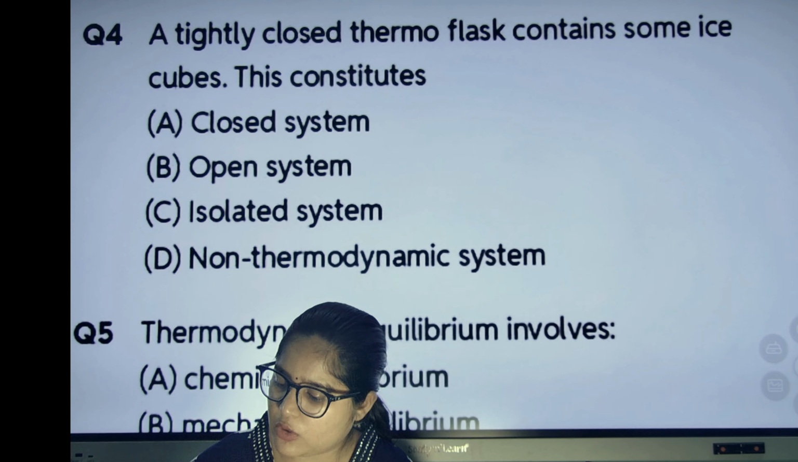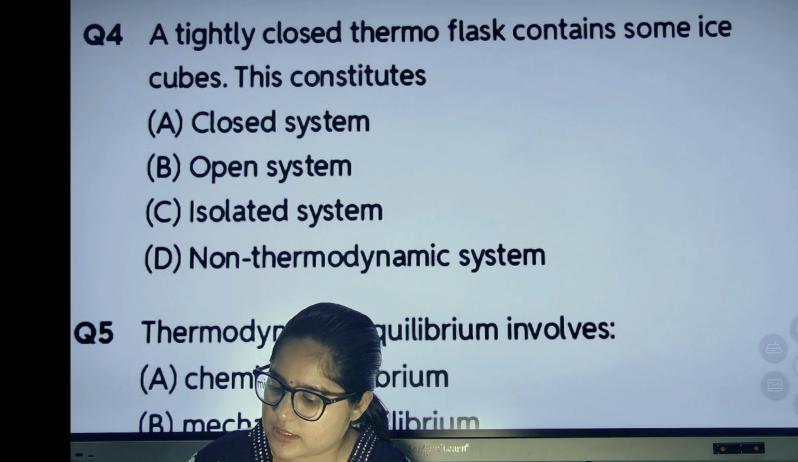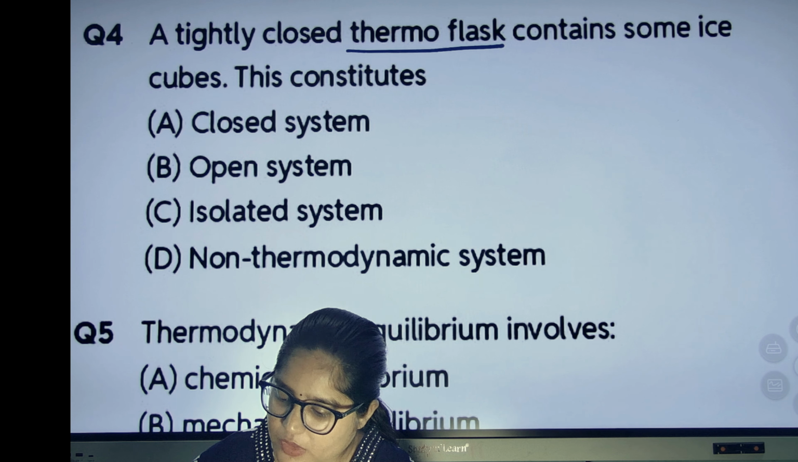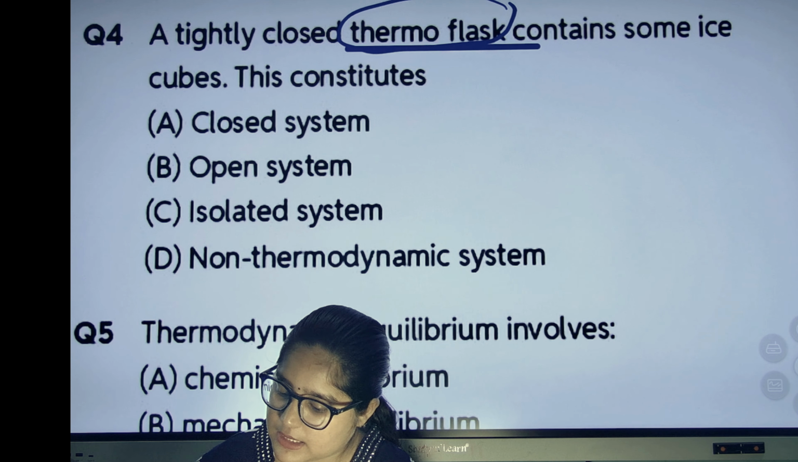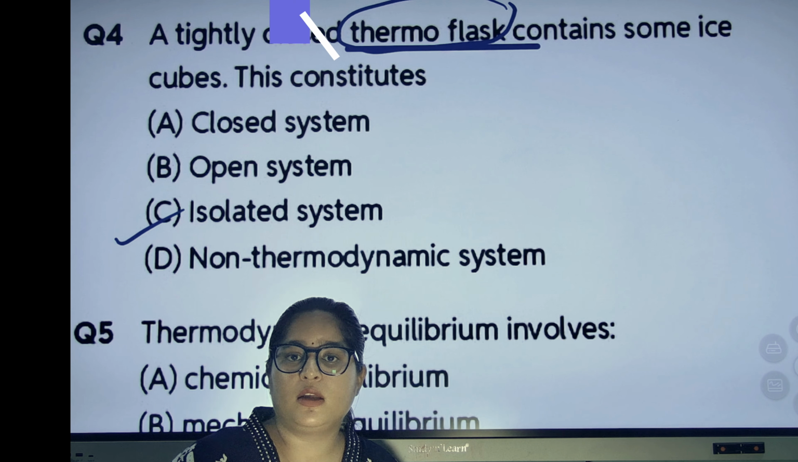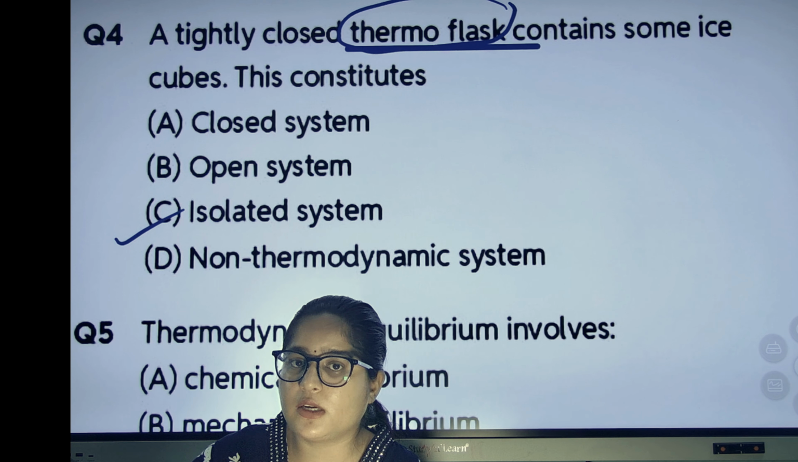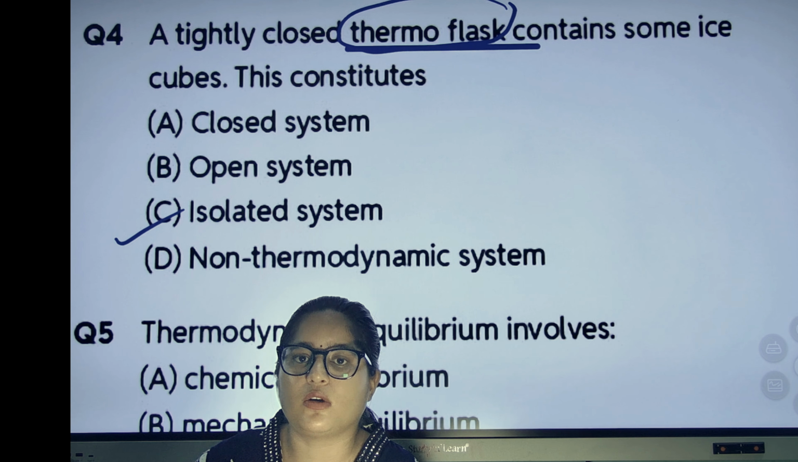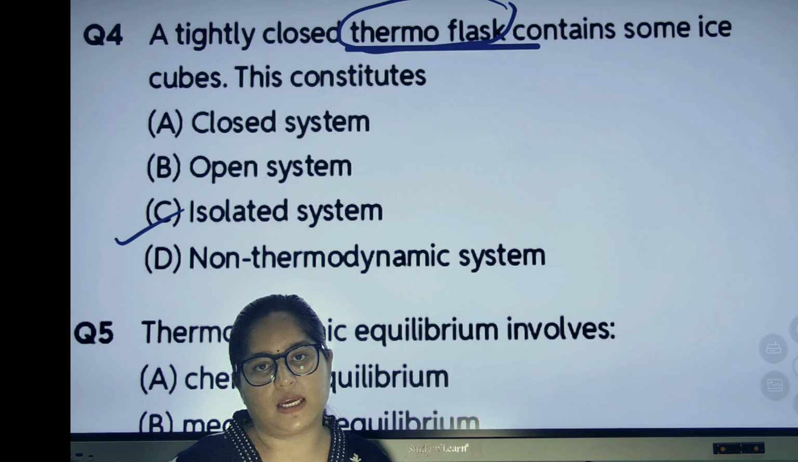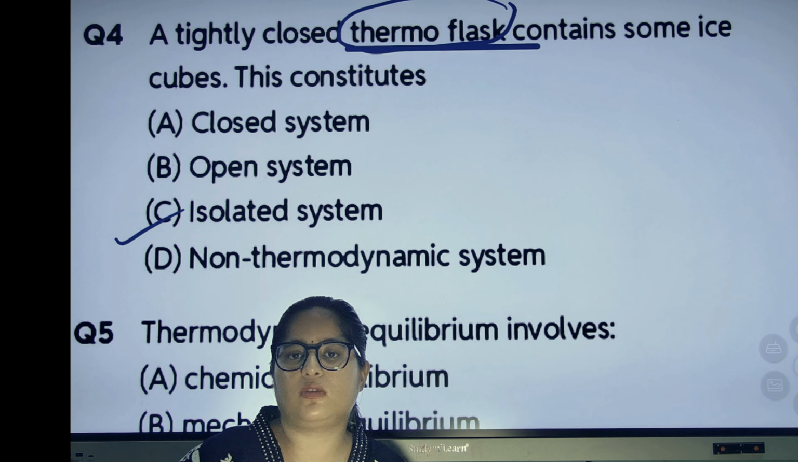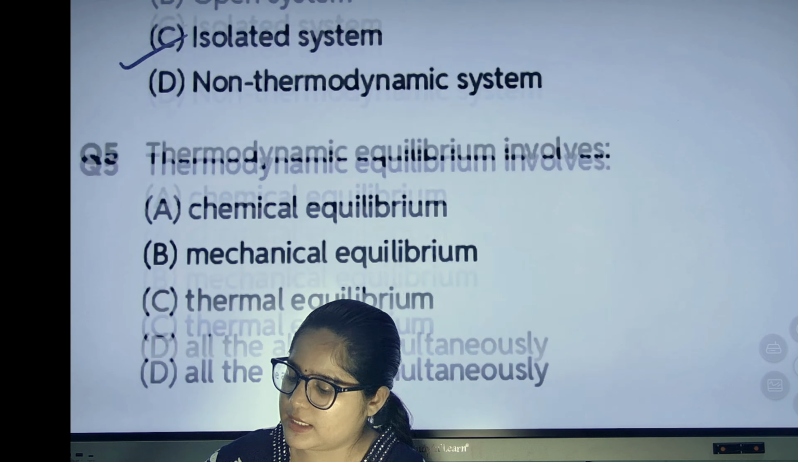A tightly closed thermo flask contains some ice cubes. So what they are saying, tightly closed thermo flask. A thermo flask is an example of isolated system. Have you seen? You keep cold water in a thermo bottle, so it will remain as it is for a longer duration. What does it mean? Heat is not exchanged and it's a closed bottle, so mass will not exchange. So it's an isolated system.